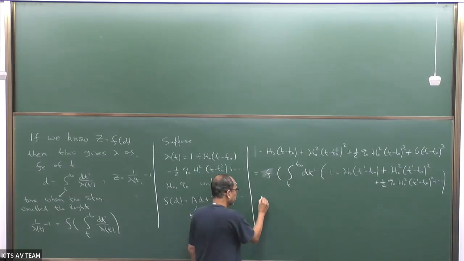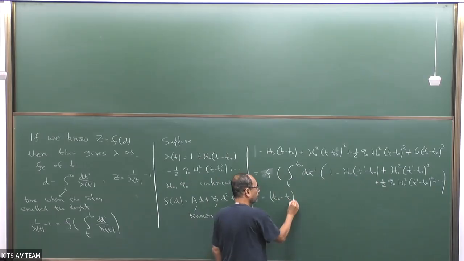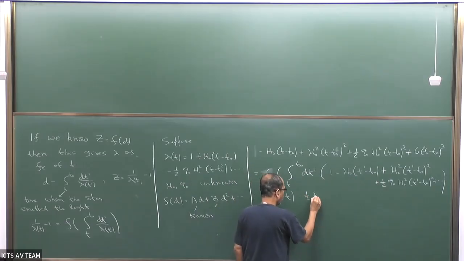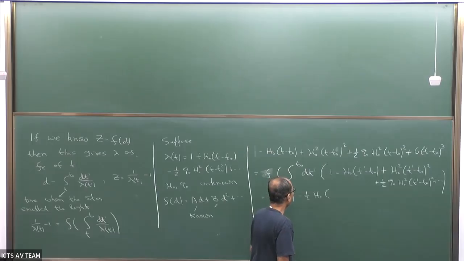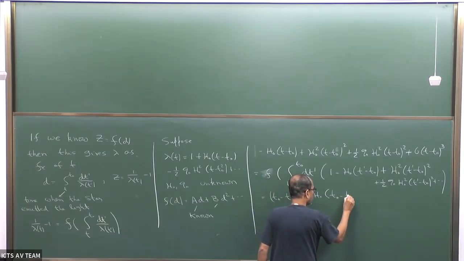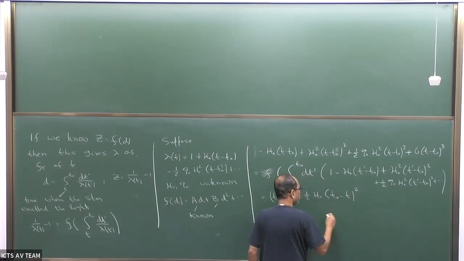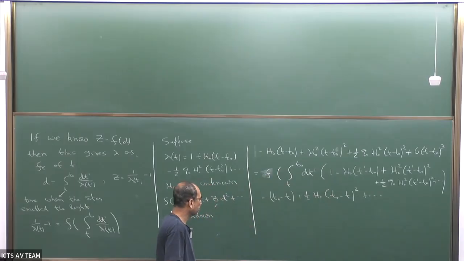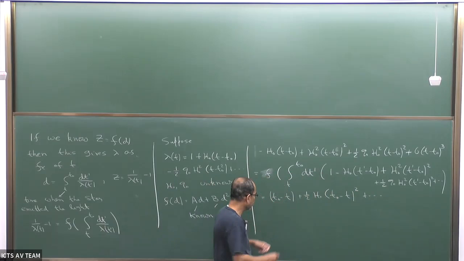Okay, so this I can write as t naught minus t minus half h naught times... this is t prime minus t naught, so it's negative, so I think this should be plus. This is t naught minus t, is clear, right? This is f of this.